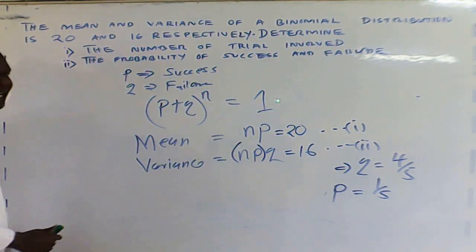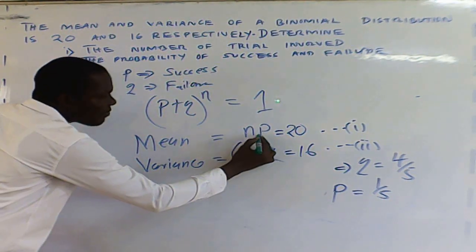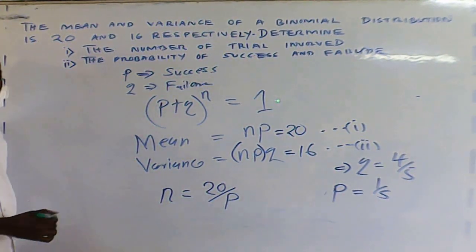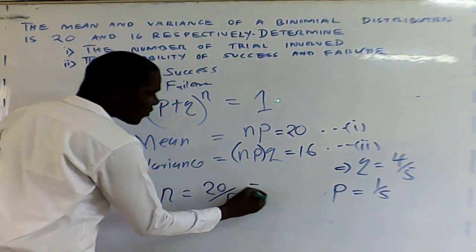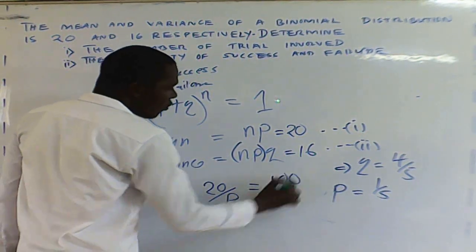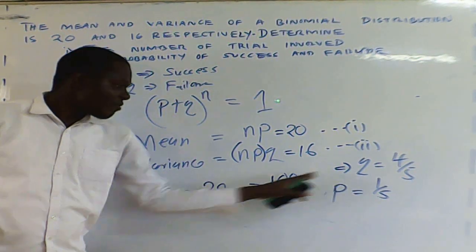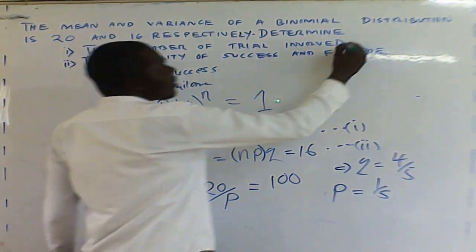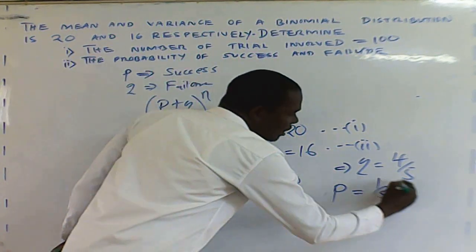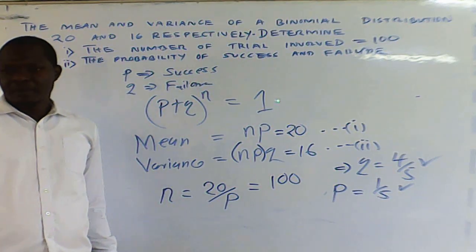So what is the number of trials involved? Here we have NP equal to 20, meaning n is 20 divided by P. 20 divided by 1 over 5 is 100. So you found the number of trials to be 100. Then the probability of success and failure: success is 1 over 5, failure is 4 over 5.